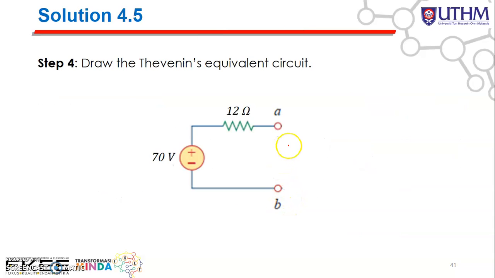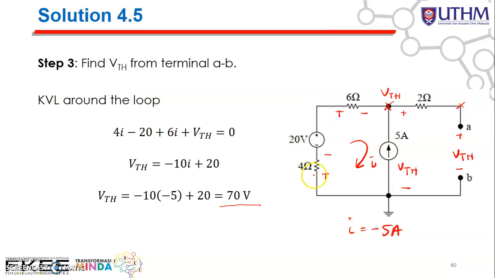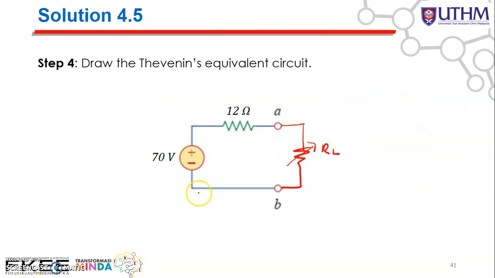And then finally, you can draw the Thevenin equivalent circuit, where you have the V Thevenin 70 volt connected in series with the R Thevenin, which is 12 ohm. Okay, so this is your terminal AB. And then you can just draw your RL here. So this is your RL. Okay, right. So basically, in summary, you can represent this circuit as this.